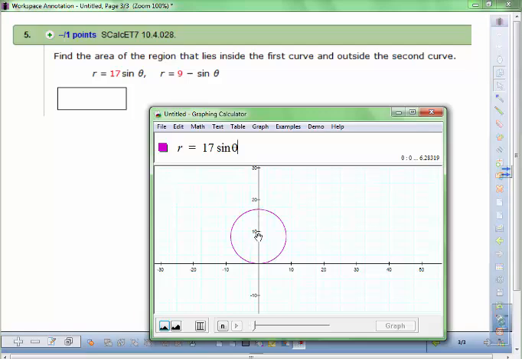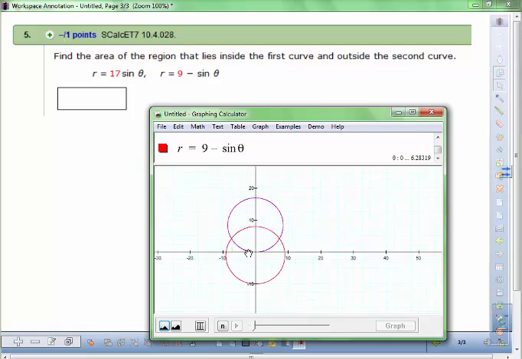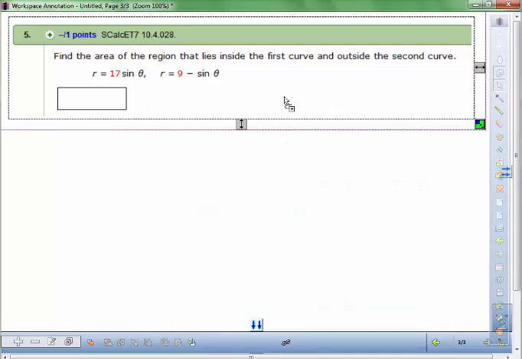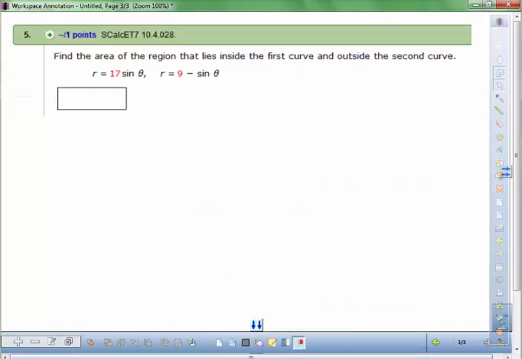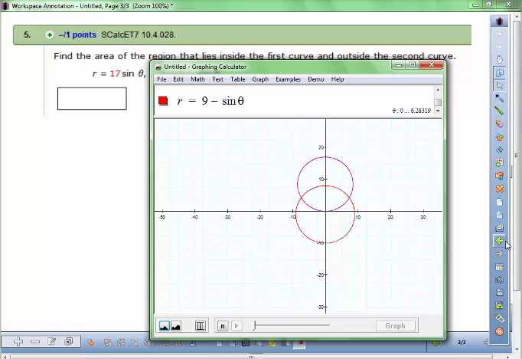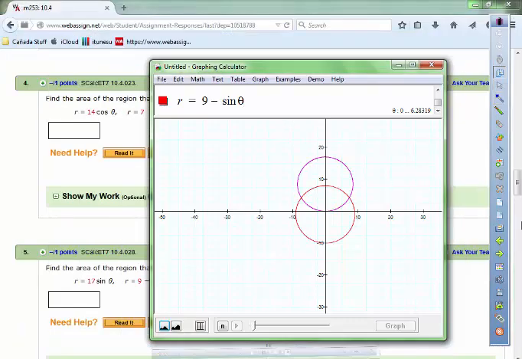It's centered at whatever 17 over 2 is. And then the other function is r equals 9 minus sine theta. Well, not quite a cardioid or a limaçon, but it's not a circle either. So the question is, how or where are these two graphs going to intersect? So let's see. Let's get a drawing of this, and we'll come back to this program to figure out our limits.